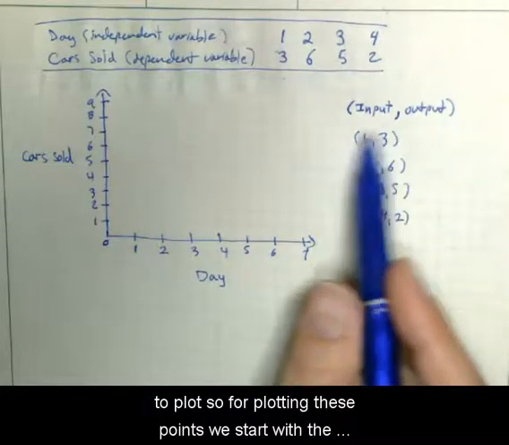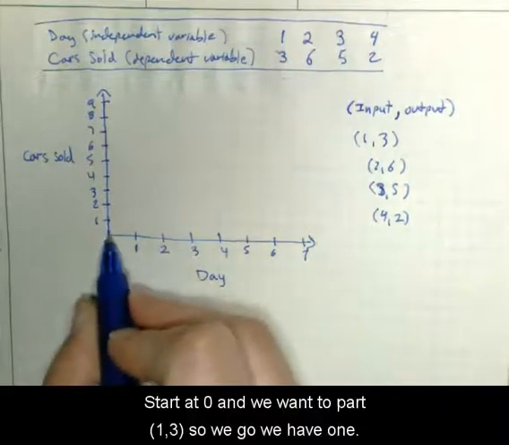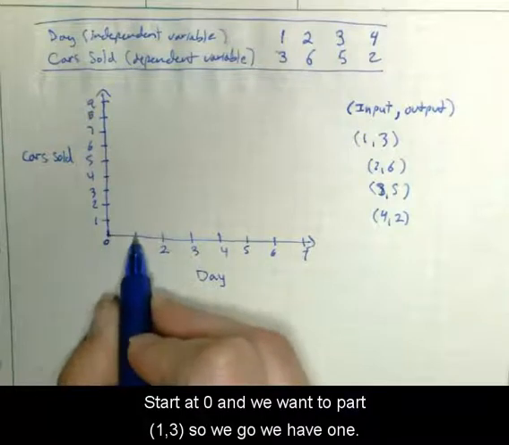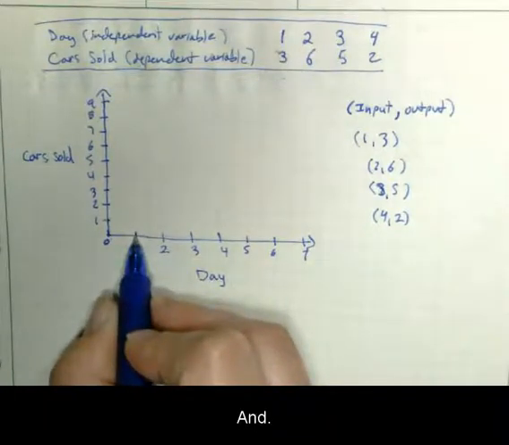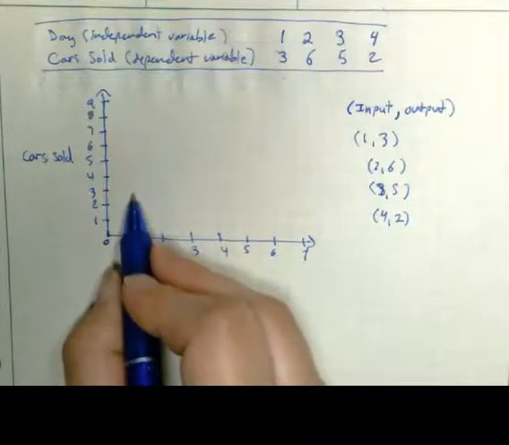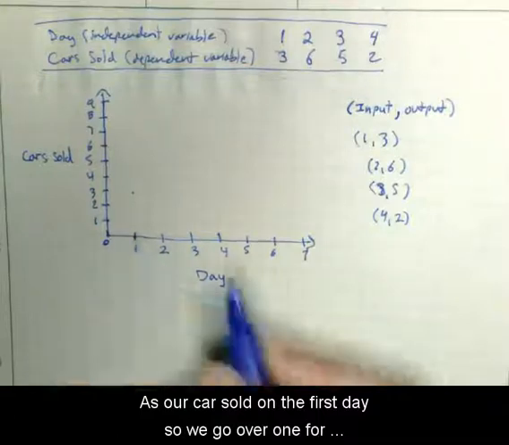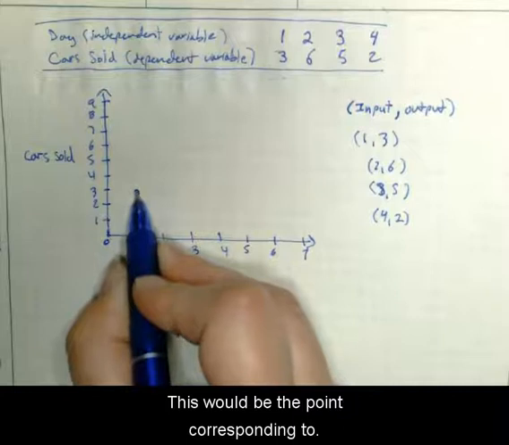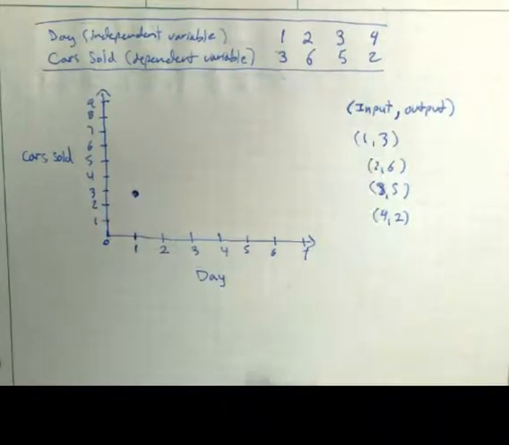So for plotting these points, we start with the independent value. We start at 0, and we want to plot 1, 3. So we have 1 day, and 3 as our cars sold on the first day. So we'd go over 1 for day and up 3 for the cars sold. So this would be the point corresponding to 1, 3.